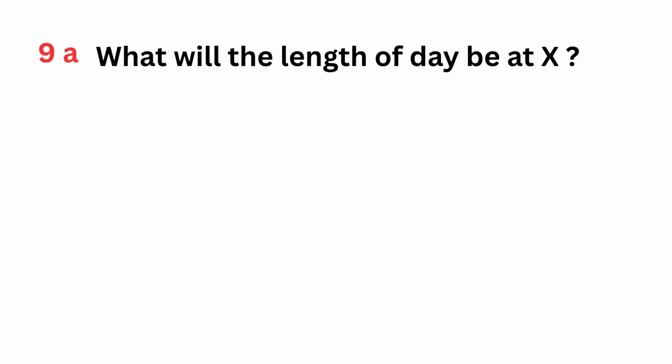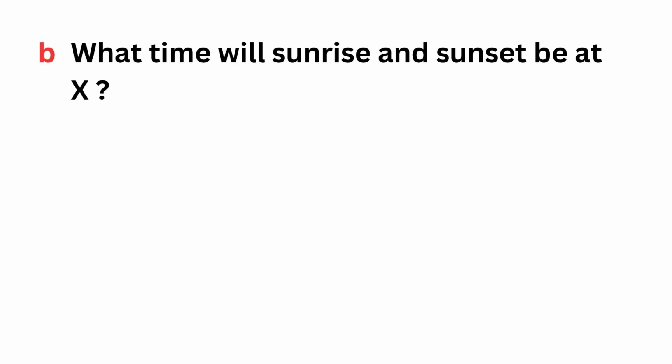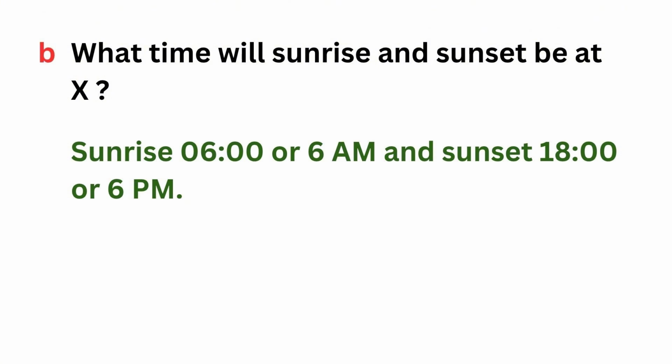Question 9a. What will the length of day be at X? 12 hours. Question B. What time will sunrise and sunset be at X? Sunrise 6, or 6 a.m., and sunset 18, or 6 p.m.